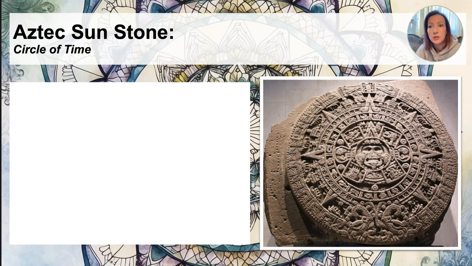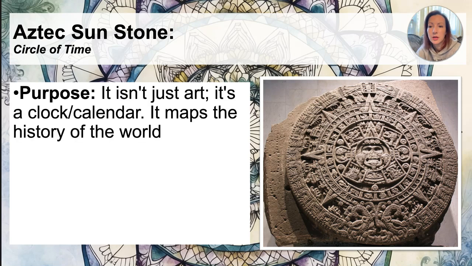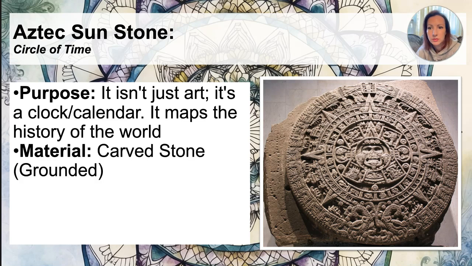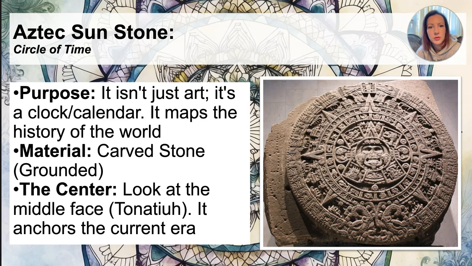So let's shift and look at the sunstone. We're thinking about impermanence, artwork that's not meant to last, versus something very permanent. This is a clock or calendar, and it maps the history of their world. It is carved stone, very grounded. This thing is huge. I've seen it in person. The center is their sun god. I'm not going to try to say that name. It anchors the current era. It was an attempt to track time to prevent the chaos of what they thought was that our current era was going to end in an earthquake.